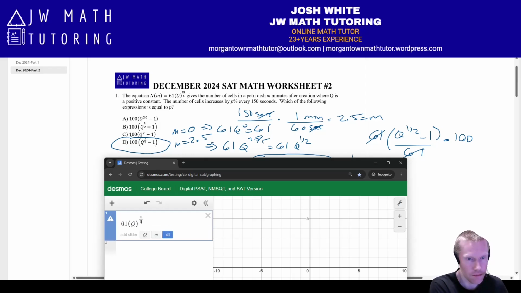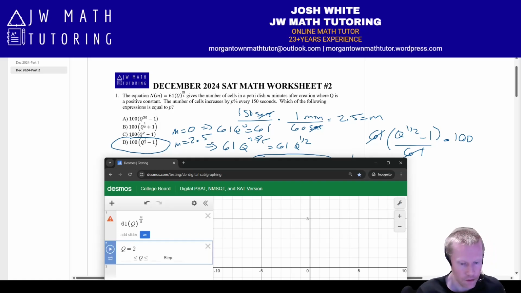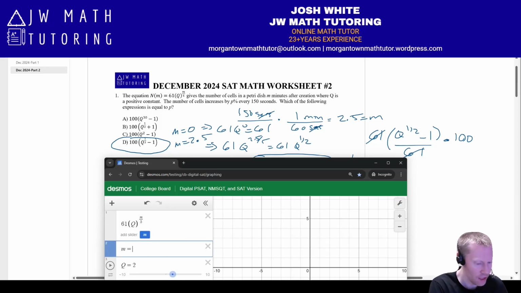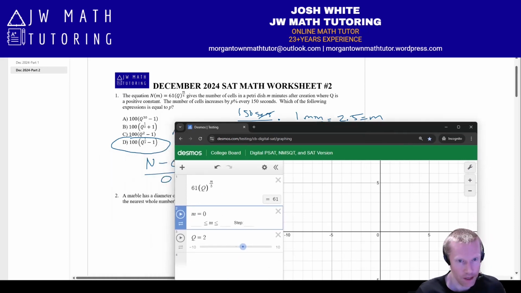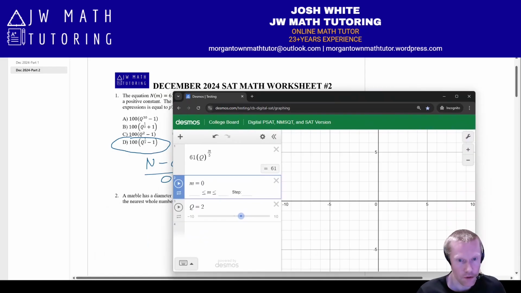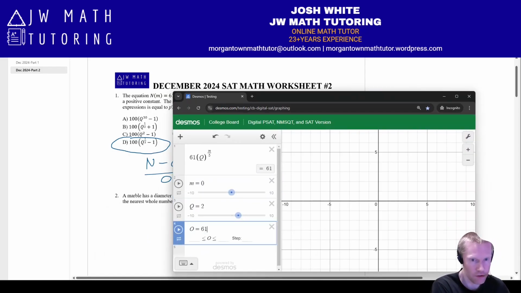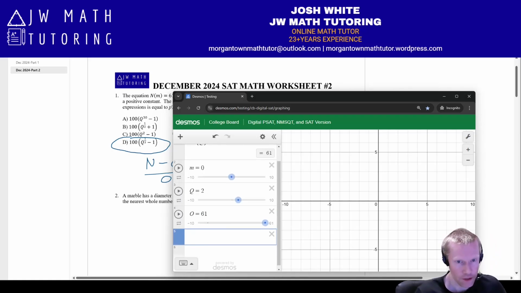Okay, so first I'm going to type the function. I'm going to let q, what did I pick? I just let q equal 2. Okay, and then for m, first I let that be 0 for my starting amount. Okay, so 61 is what I defined. I'm going to define that as O. 61 is my original or my old value.